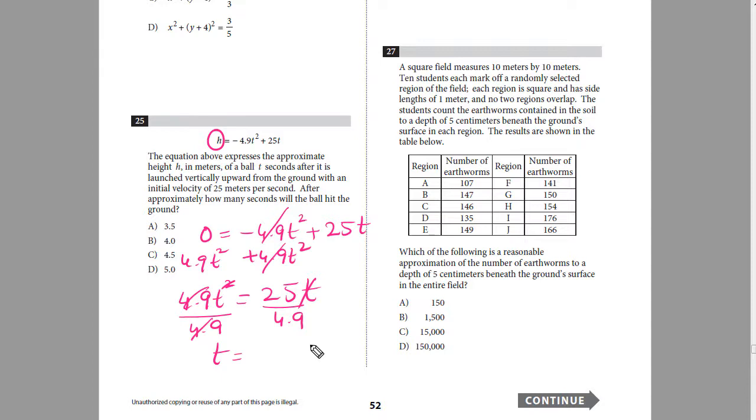25 over 4.9 would be equal to 5.1. So that is approximately equal to 5. So t is equal to 5. So option D is the correct one. So the concept here was to put h is equal to 0 and solve the equation for t.